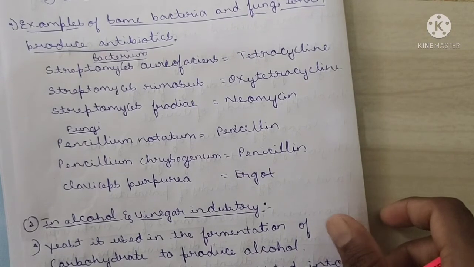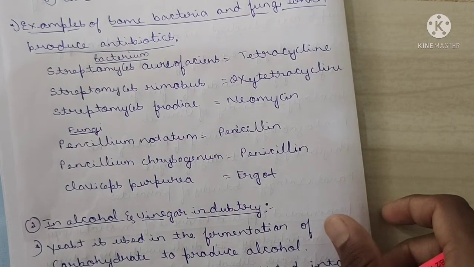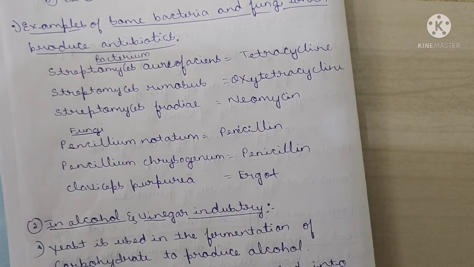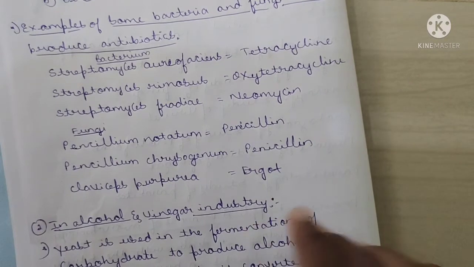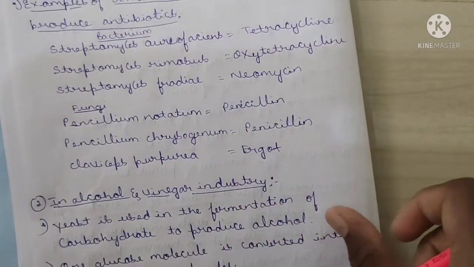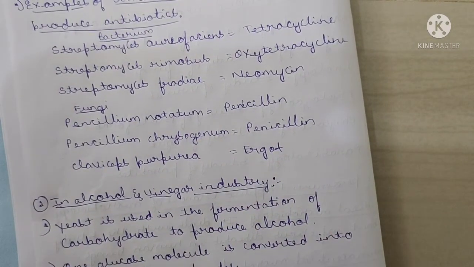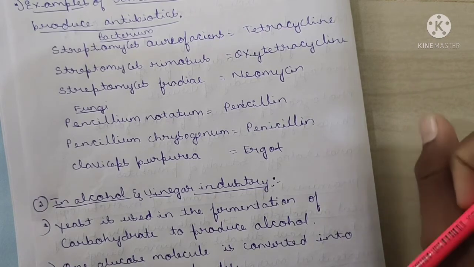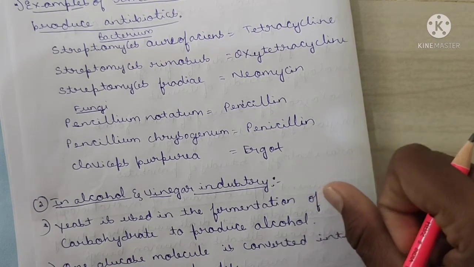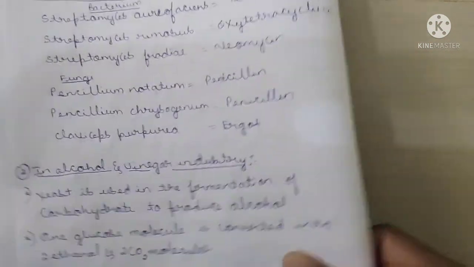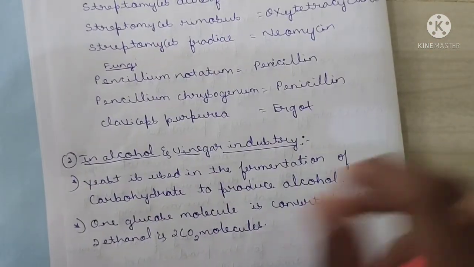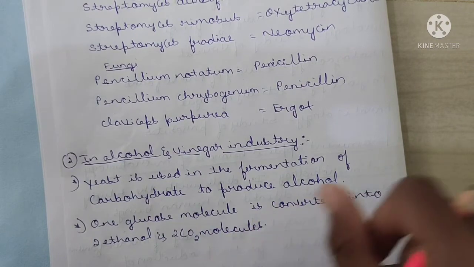Next, the use of these microbes, okay, microbiology in alcohol and vinegar industry. My dear brothers and sisters, the microbes play an important role in the production of alcohol. As you know, yeast is used in the fermentation of carbohydrates. This yeast fungi is used in the fermentation of carbohydrates to produce alcohol. Sugar gets converted into alcohol with the help of this yeast. That is, one glucose molecule is converted into 2 ethanol and 2 carbon dioxide molecules.